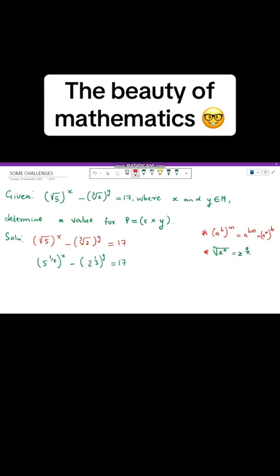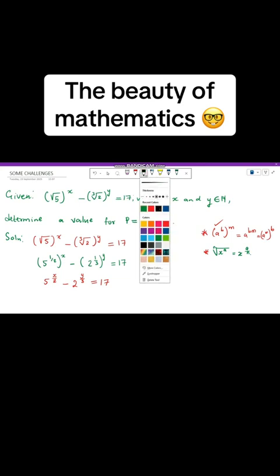Okay, then from here we can apply that property, which is this guy here, we can multiply the powers. So I'll have 5 to the power of, I can say half multiplied by x, that will be x over 2, then minus, I do the very same thing here, base 2 to the power of y all over 3. So this is going to be equal to 17.